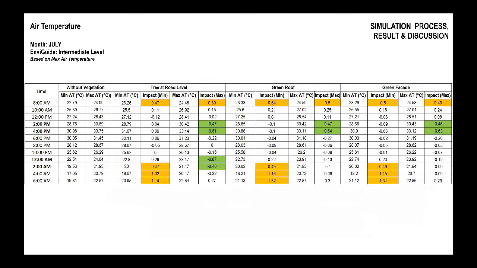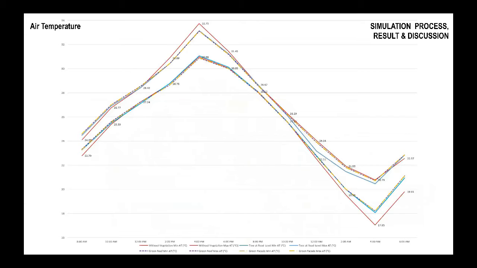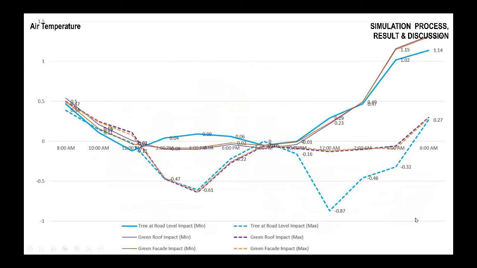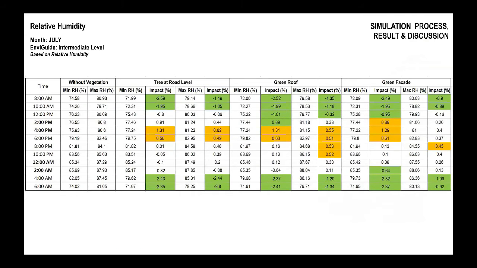And the impact is observed in both reducing the minimum air temperature and maximum air temperature. And this is the pattern, how it changes over the day with the intervention. And from here, we can see the impact on the maximum air temperature, which is shown by the dotted line, is much higher than the minimum air temperature. And it can reduce up to 0.6 degree to 0.87 degree, which is a great contribution towards reducing the urban heat island effect. And the similar thing is done for relative humidity.